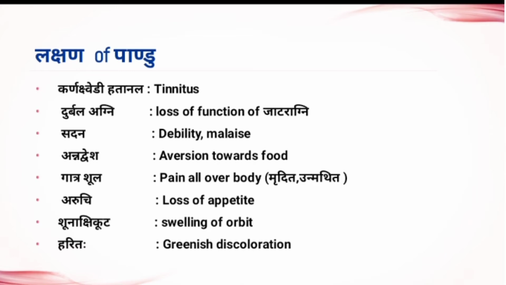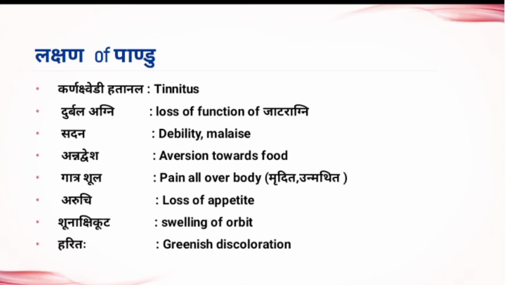Durbala Agni, loss of function of the Jatragni will be there, and he will say that I am feeling very indigested, my motions are not clear, or there are very loose motions, he will complain of that. Sadhana, debility and malaise, the body ache will be there, and he is very tired and feels like something is holding him very tightly, or somebody has beaten him so harshly. Annadvesha, aversion towards food. Gatra shula, pain all over the body will be there. The pain resembles mrudita, like someone is squeezing him, or unmatita, that is a squeezing type of pain, or a cutting, pricking type of pain he is going to feel.